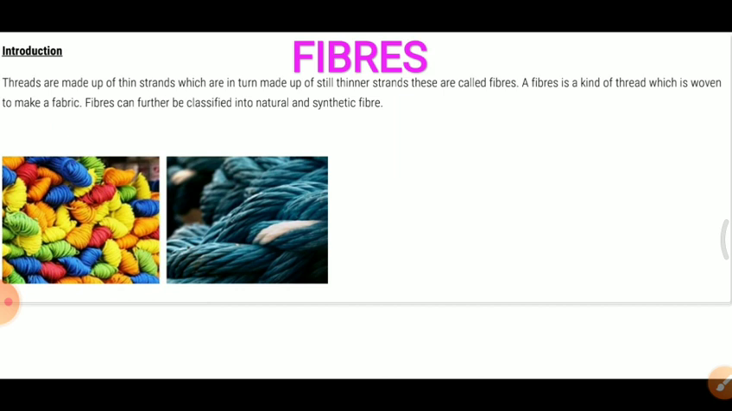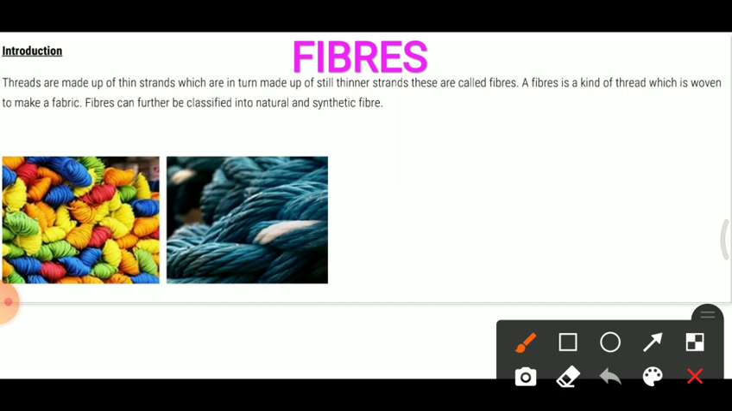So now, first of all, we should know what fibers are. Here we can define fibers as threads made up of thin strands which are in turn made up of still thinner strands. These are called fibers. A fiber is a kind of thread which is woven to make a fabric. Fibers can further be classified into natural and synthetic fibers.